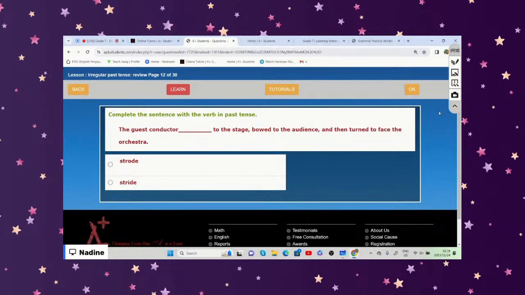So the guest conductor, do we say stride or strode to the stage, bowed to the audience and then turned to face the orchestra?